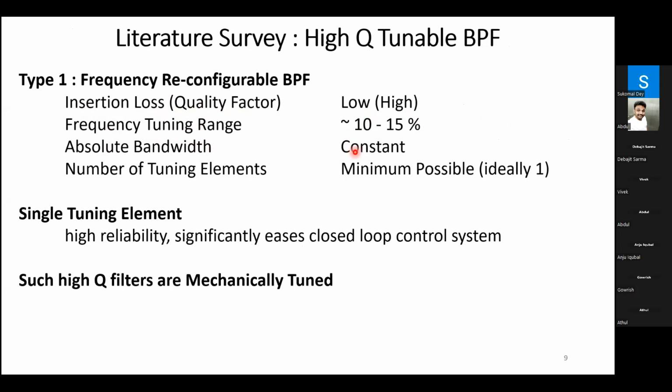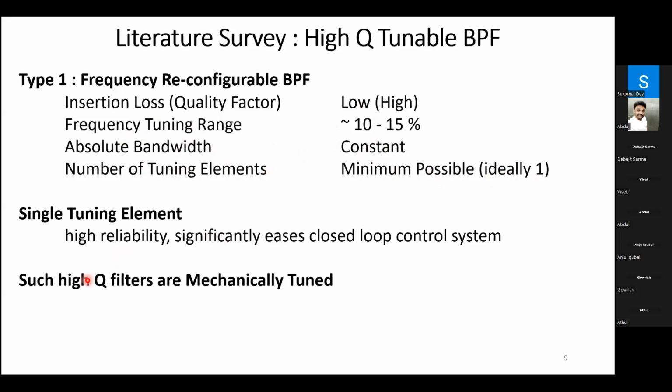This is extremely important because we know that the data rate is directly proportional to the bandwidth, and the rejection criteria can be met only if the bandwidth is maintained constant over the tuning range. So this is a very key requirement for tunable bandpass filters. And the most important and the most neglected feature is that the number of tuning elements should be the minimum possible. Ideally one. We will understand why it is so. So these were the different specifications that we were looking at while doing the literature survey.